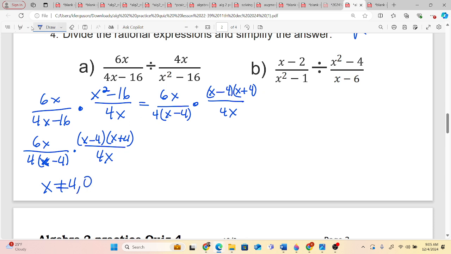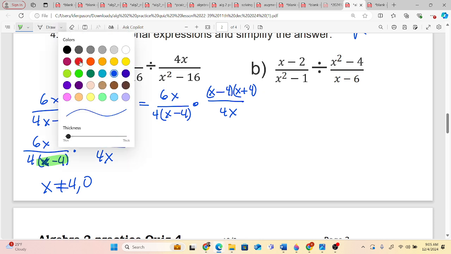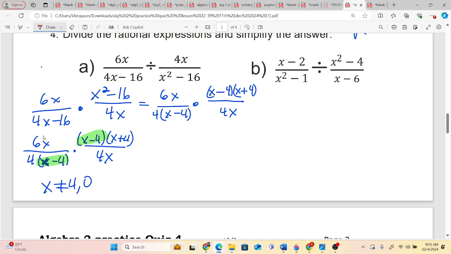So now I can start simplifying. I've got x minus 4 on the bottom and x minus 4 on the top, so I can cancel those off. Besides just canceling stuff that I can see, I can also, well, I can cancel, my fault. Let me go back and cancel off the x's. I've got an x up top and an x on the bottom. They cancel each other off. And so now I've got, well, I'll just rewrite it: 6 over 4 times x plus 4 over 4.